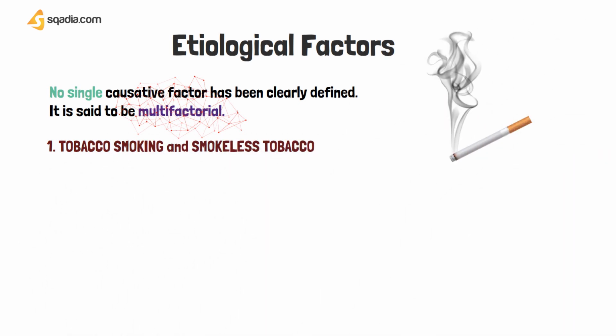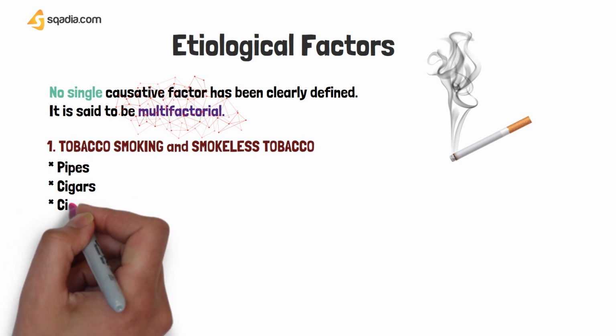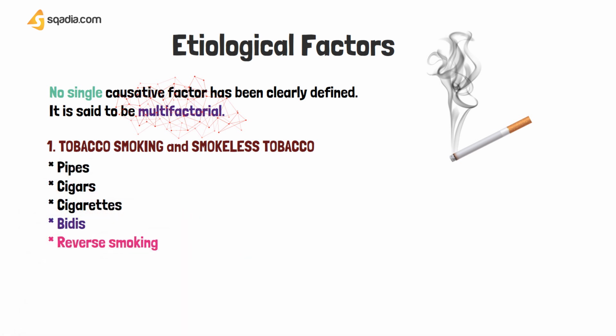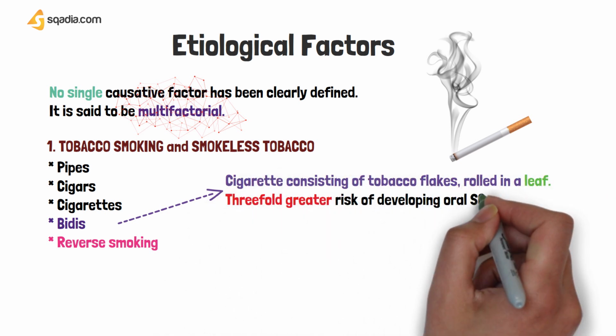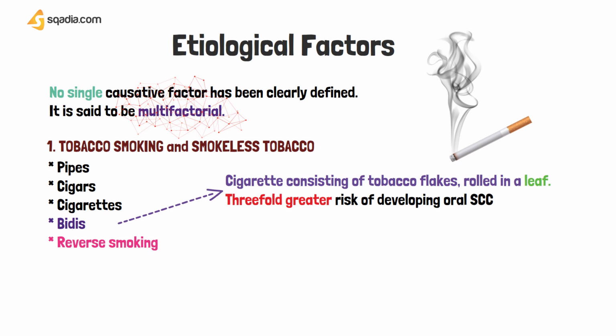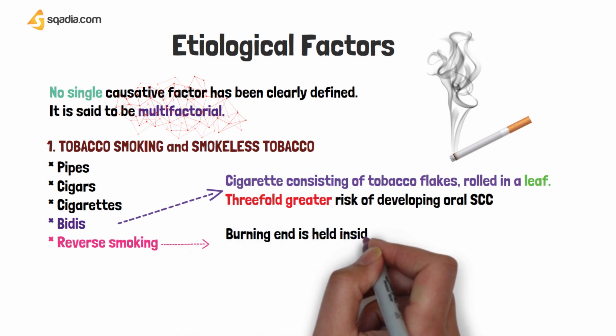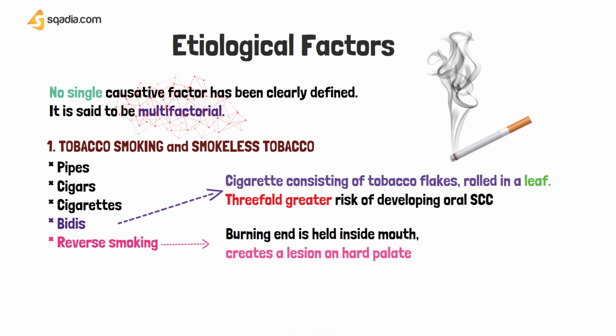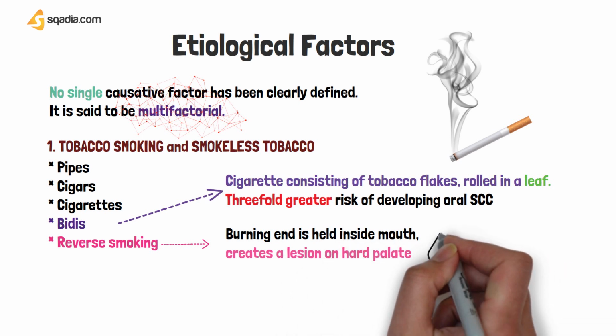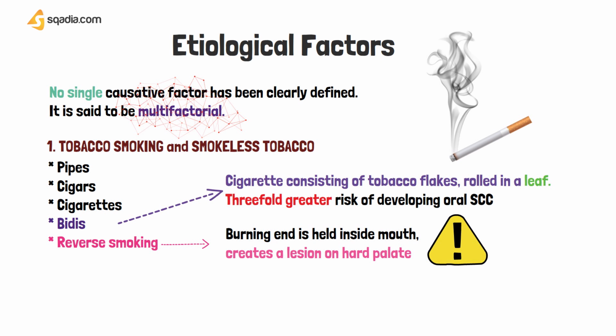Products include pipes, cigars, cigarettes, bidis, and reverse smoking. In bidis, tobacco flakes are rolled up in a leaf, and it is said that it is 3 times more harmful than normal cigarette smoking. Reverse smoking literally means reverse smoking. In this, the burning end is held inside the mouth, and this causes a lesion on the hard palate.